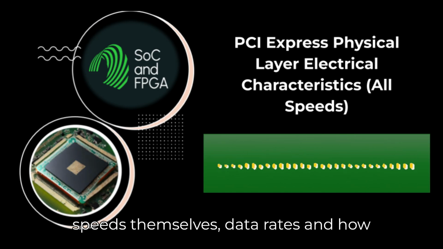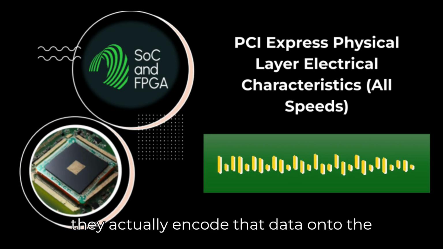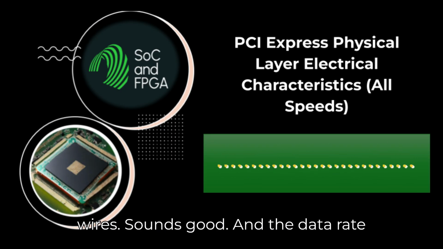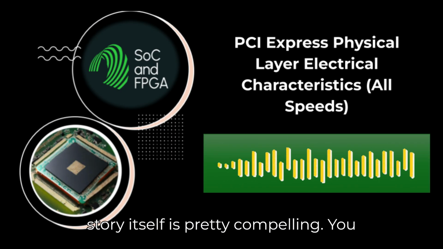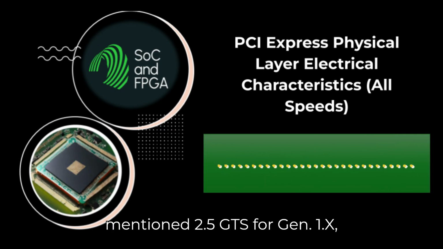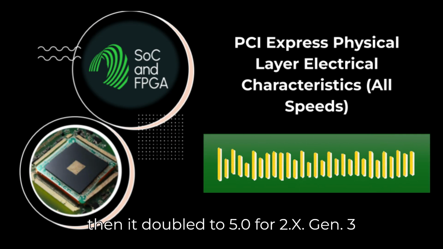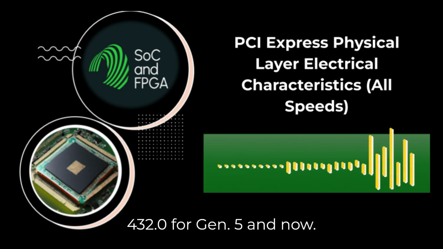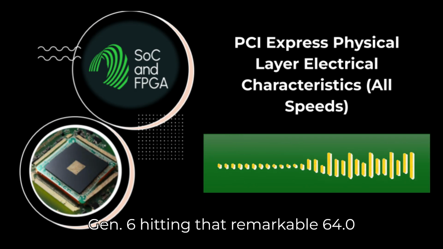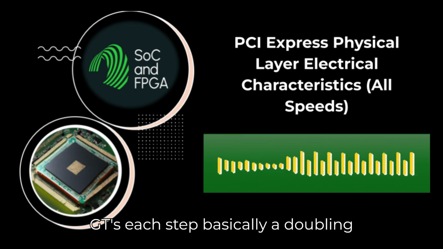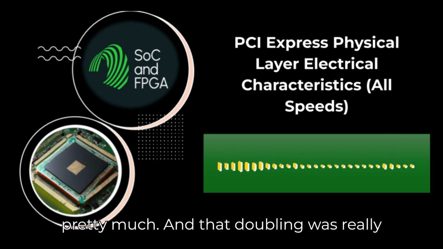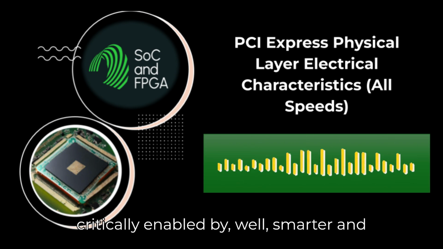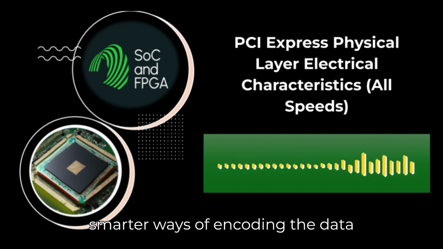The speeds themselves, data rates, and how they actually encode that data onto the wires. Sounds good. And the data rate story itself is pretty compelling. You mentioned 2.5 GTs for Gen 1.x. Then it doubled to 5.0 for 2.x. Gen 3 brought 8.0 GTs, then 16.0 for Gen 4, 32.0 for Gen 5, and now Gen 6 hitting that remarkable 64.0 GTs. Each step basically a doubling. Pretty much. And that doubling was critically enabled by smarter and smarter ways of encoding the data electrically.